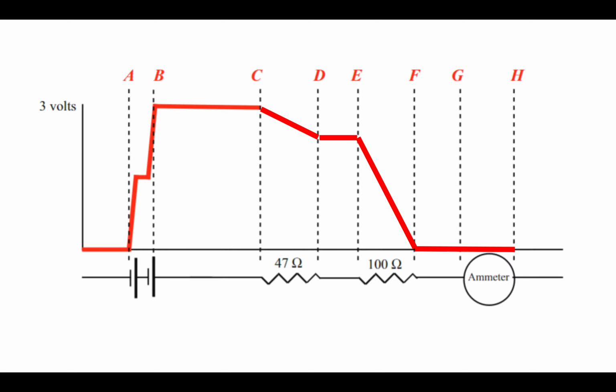So then you can see in this, right, it goes up across the EMF, and then it's constant across all the other ones except the resistors, where it drops by the voltage drop across the resistors, which we showed earlier, down to 0, which is expected.